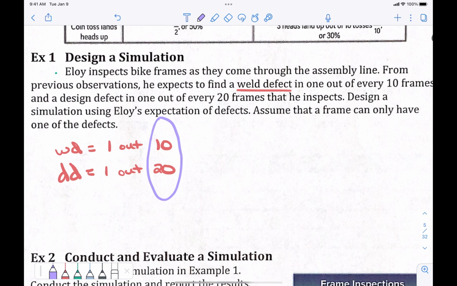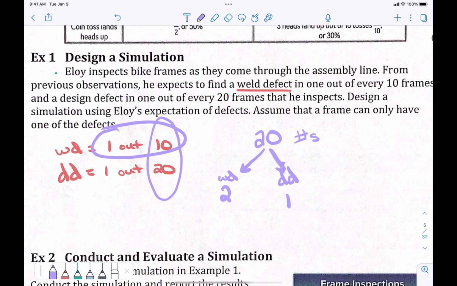If we look at these bicycles right here, the 10 and the 20, we need to find a common denominator, or a least common multiple. What are you going to use? 20. All right, so we're going to use 20. Let's say we're going to do a random number generator. Rather than have 20 bicycles go down the assembly line, I'm going to have 20 numbers go down the assembly line. Out of those 20 bikes, how many would have a weld defect? 2 of them, right? Because if 1 is out of every 10, then 2 out of 20 will have a weld defect. How many are going to have a design defect? 1.